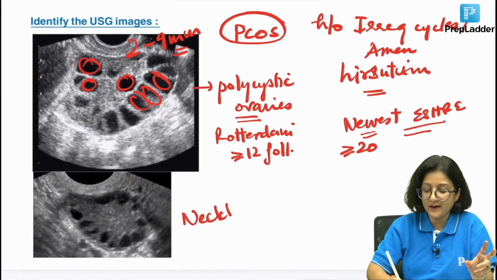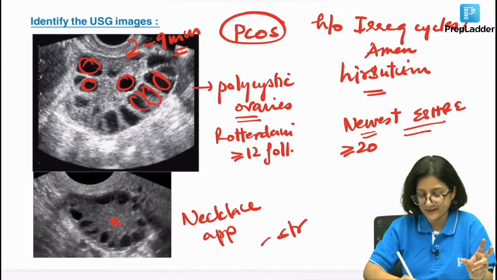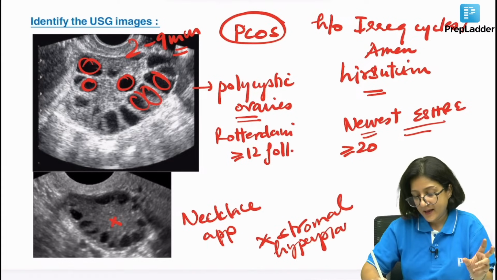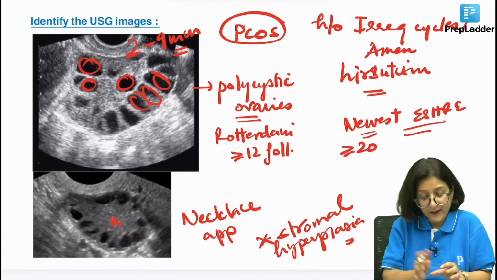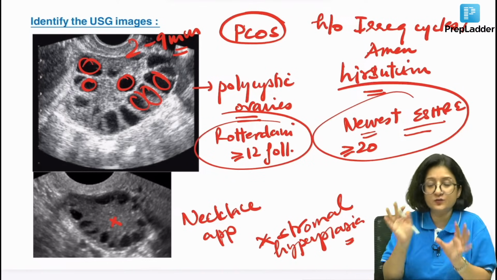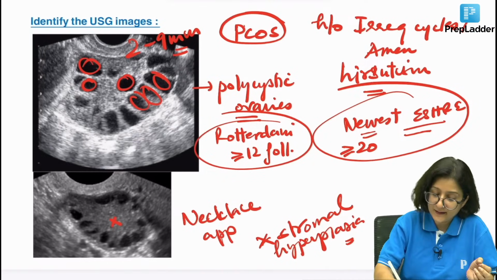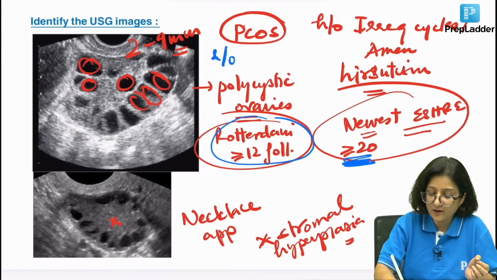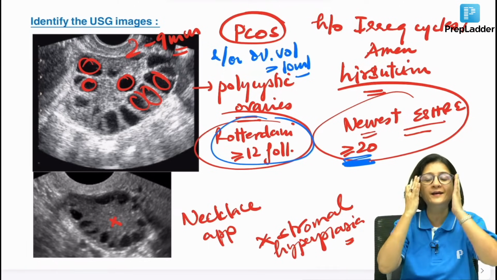There can be a necklace appearance. There can be stromal hyperplasia. This marked X is stromal hyperplasia. But these are not the criteria. It is the number of follicles which is the important criterion. Keep that in mind. Another criterion is ovarian volume more than 10 ml. Either the number of follicles or the ovarian volume more than 10 ml.